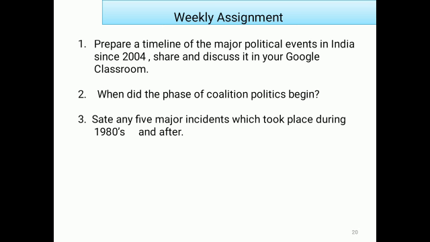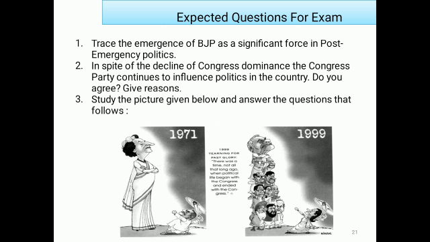Prepare a timeline of the major political events in India since 2004. Share and discuss it in your Google Classroom. When did the phase of coalition politics begin? Try to answer. State any 5 major incidents which took place during the 1980s and after. Though the incidents we have discussed in the last exercise, number 1.